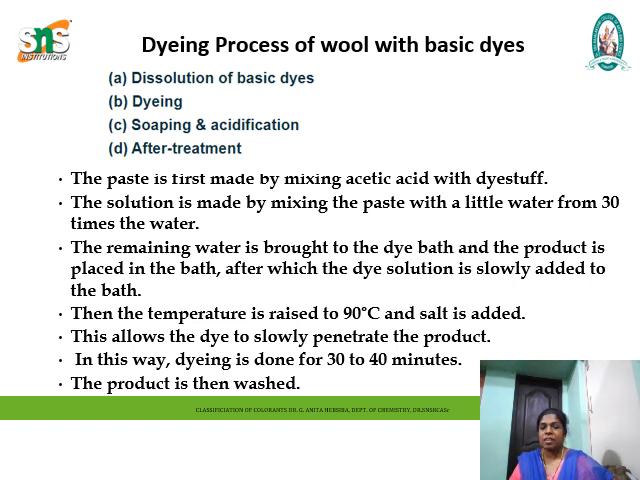Then the temperature is raised to 90 degrees Celsius and the salt is added. This allows the dye to slowly penetrate the product. In this way, dyeing is done for 30 to 40 minutes. The product is then washed and dried. This is how we carry out dyeing of wool with basic dyes.